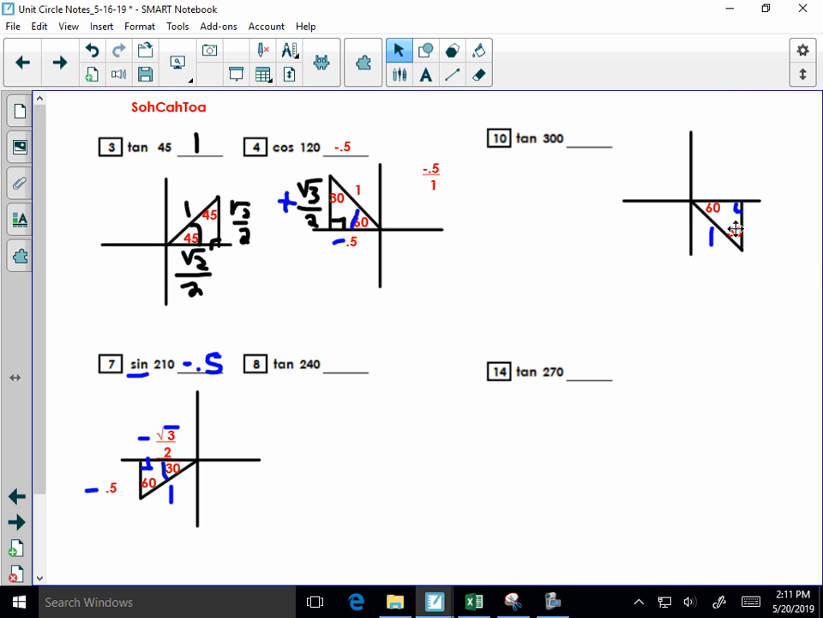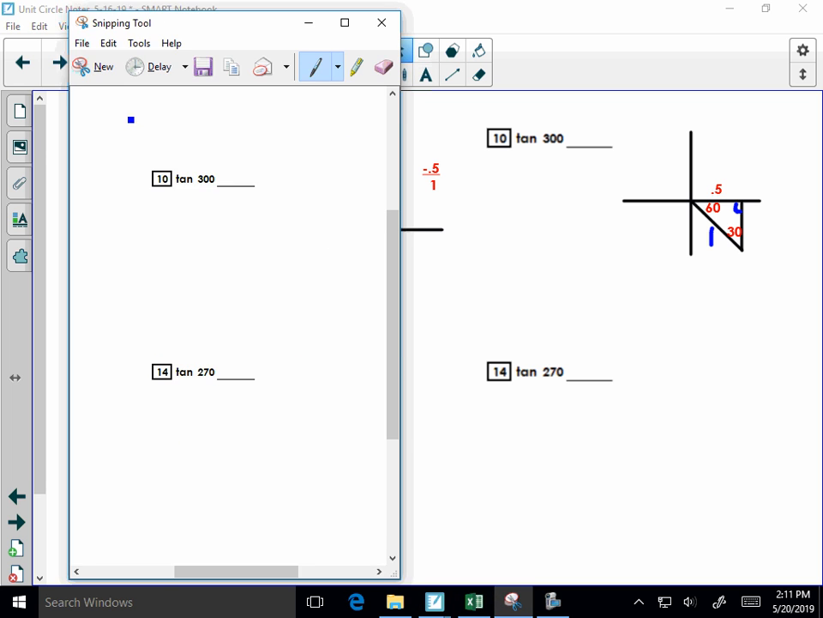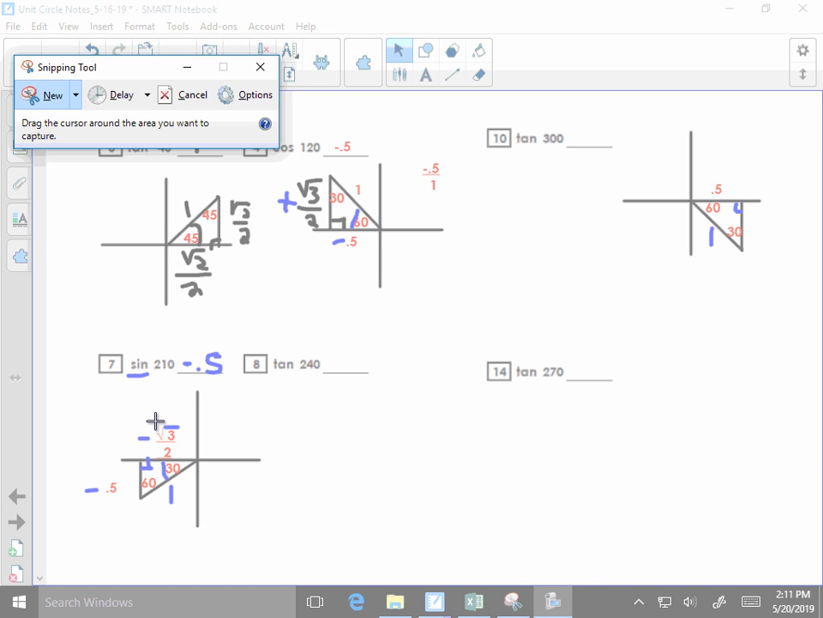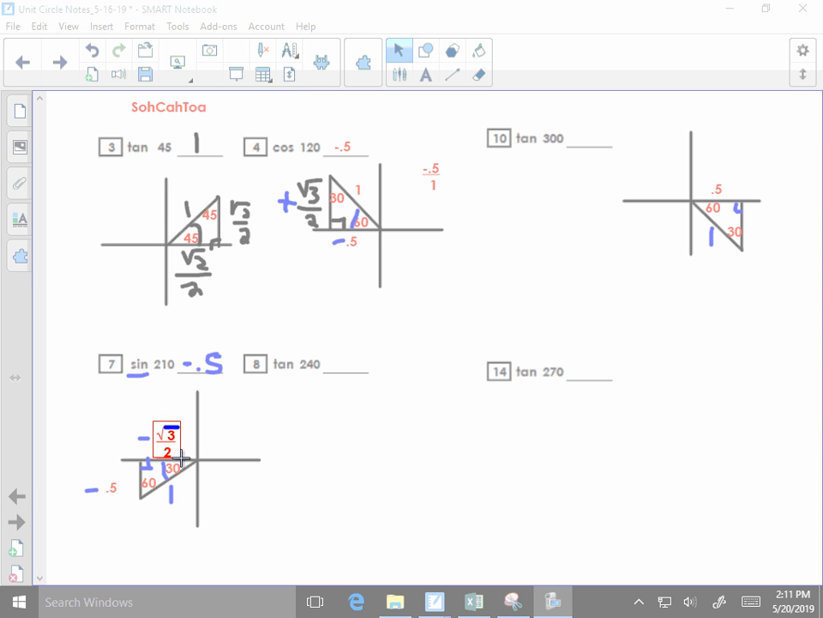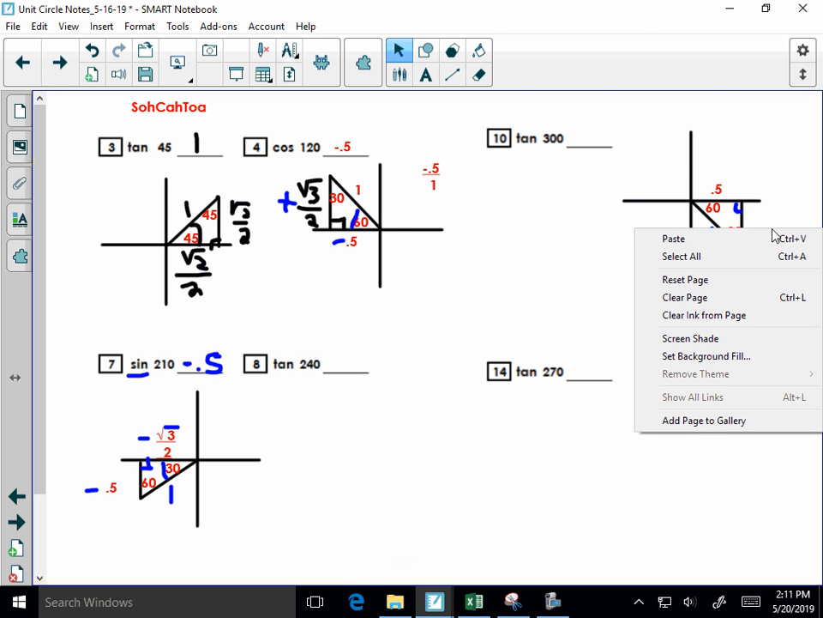Okay, we remember every time the angle opposite 30 degrees is always 0.5. Remember, these numbers don't change. The only thing that can possibly change are the signs. Opposite 60 degrees is square root of 3 over 2. Let me go ahead and copy this square root of 3 over 2 right here. And we'll just put it over here now.